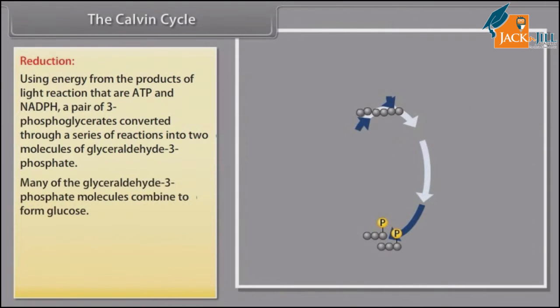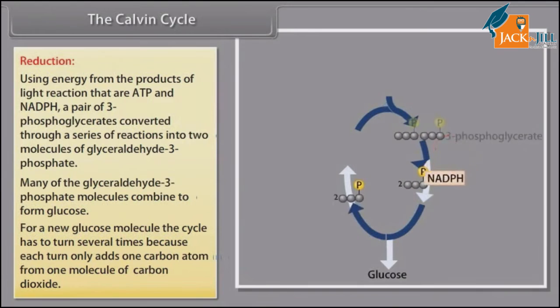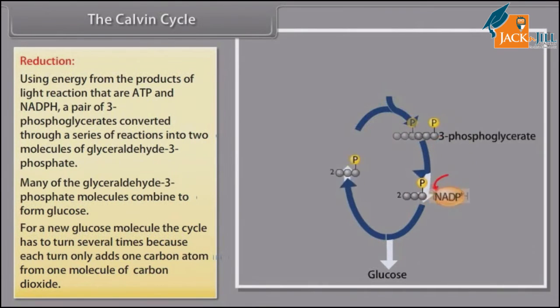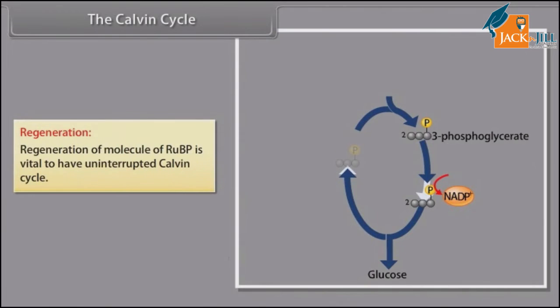Many of the glyceraldehyde 3-phosphate molecules combine to form glucose. For a new glucose molecule, the cycle has to turn several times because each turn only adds 1 carbon atom from 1 molecule of carbon dioxide. Regeneration. Regeneration of molecule of RuBP is vital to have uninterrupted Calvin cycle.